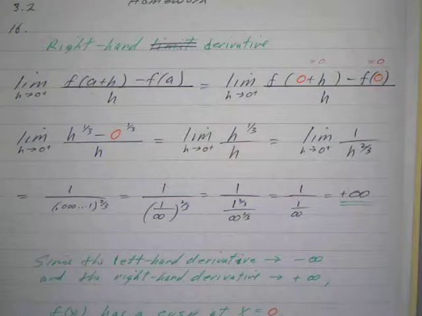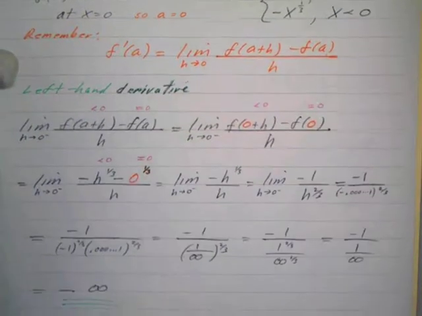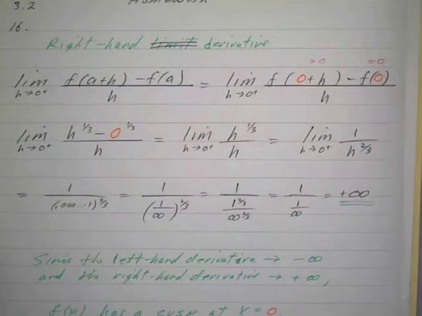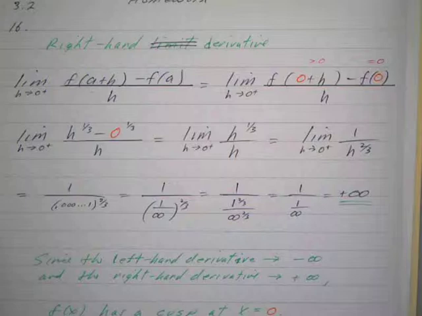So what have we got? Well, the left-hand derivative was negative infinity, if we go back over here. Remember, our left-hand derivative was negative infinity, and my right-hand derivative is positive infinity, so what have I got? f of x has a cusp at x equals 0. Okay, that makes sense.